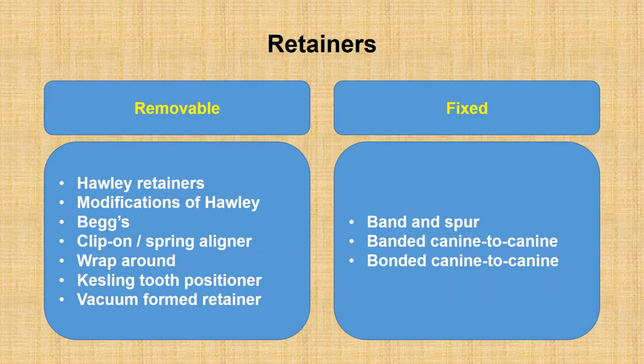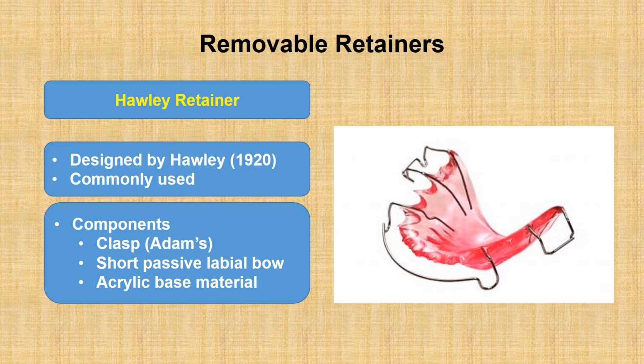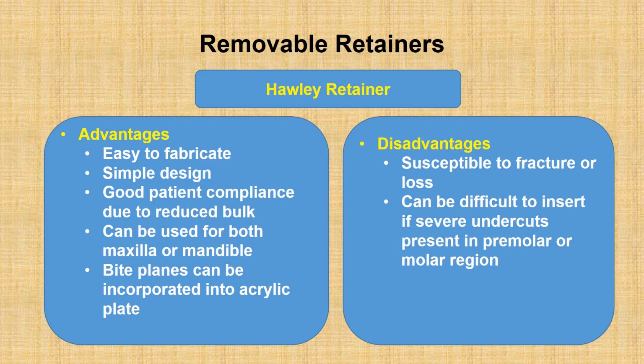Retainers can be broadly divided into two big groups, removable and fixed. Now the removable retainers. The Hawley retainer is one of the most commonly used, and it was designed by a chap called Hawley. It has three components. One is the clasp, usually Adams clasp. It has a short passive labial bow, and it has an acrylic base material.